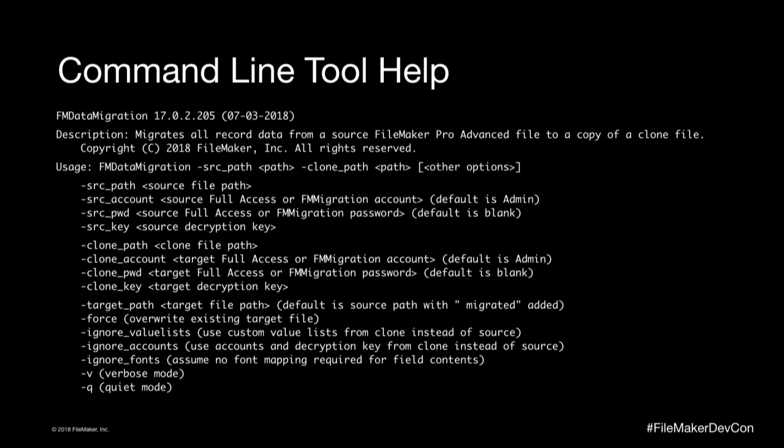So here's the command line output if you just run the tool without any parameters. It shows the parameters. I'll be talking about the source files and the clone files, which are the main two inputs to it. You have control over the target paths, where the output will go, and whether you want to overwrite. By default, it won't overwrite another file, but you can force it with the force option. I'll go through what ignore valueless, ignore accounts, and ignore fonts are, and then there are some logging controls at the bottom. Note that we are up at version 17.02.